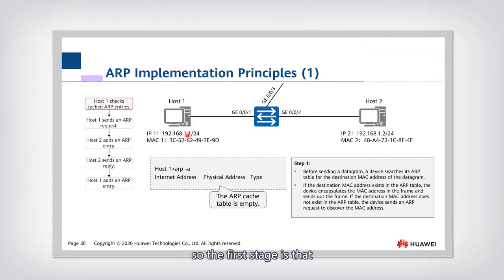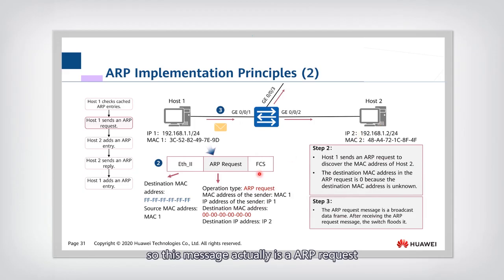The first stage is that originally, host 1 has no items in its ARP table. Actually, every device will maintain an ARP table, but originally it is empty. So if we use this command to check, yeah, you can see that it's empty. Then he should request the MAC address of this IP, so he should send out a message. This message is an ARP request.